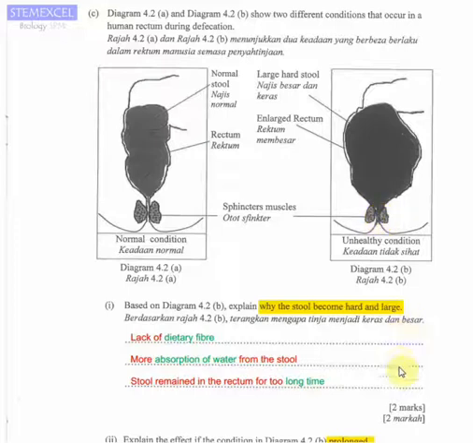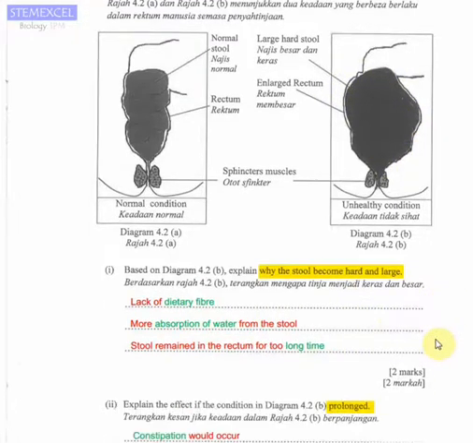The first thing you must think of when it comes to unhealthy stool would be lack of dietary fiber, and this is a condition that will lead to constipation. So lack of dietary fiber will be the first point. Secondly, you can say that there is more absorption of water from the stool, which means the stool now has less water, and when you have less water, the stool will become really hard. Thirdly, you can add that the stool probably has remained in the rectum for too long a time. That's why it keeps accumulating and gets larger. So these are the points that you can put as to why the stool becomes hard and large.